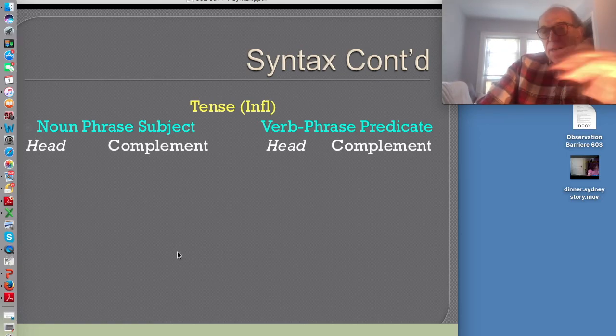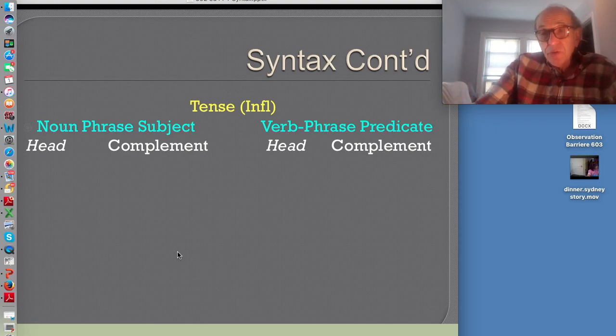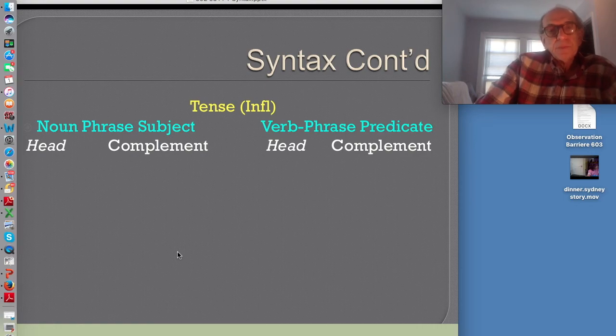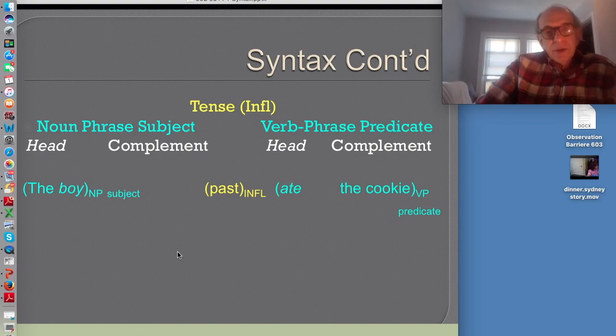And then we have tense, a noun phrase subject, a verb phrase predicate, a head and a complement in each. And by the way, any phrase, an adjective phrase, a prepositional phrase, any kind of phrase can have a head or a complement because heads and complements merge together into these phrasal units.